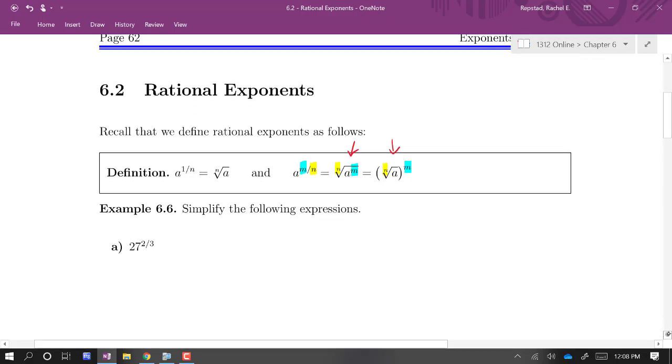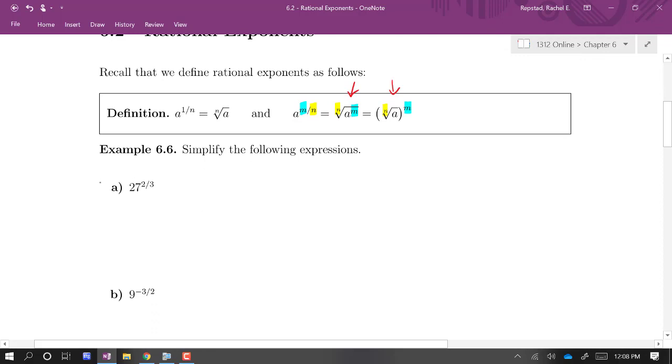For example, in this first example here, 27 to the 2/3 power. Now I could write that as 27 squared and then take the cube root, but I'm going to find it more convenient to think of this as the cube root of 27 all squared, and that's because I know the cube root of 27. 27 is a convenient number here. The cube root of 27 is 3, so this is 3 squared, or 9.